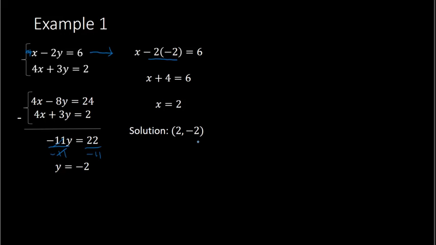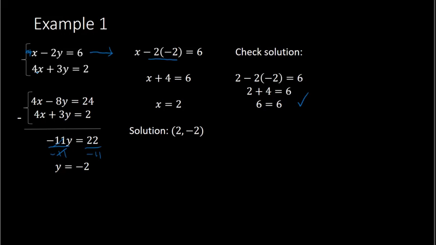And by the way, I can always check my solution by plugging back in to both equations to make sure that we get true statements back out. So if you were to check your solution with the first equation, you have x minus 2y equals 6, plug a 2 in for x and a negative 2 for y. So 2 minus 2 times negative 2 equals 6. Negative 2 times negative 2 is plus 4, so 2 plus 4 equals 6. That is a true statement. So the first equation is good.